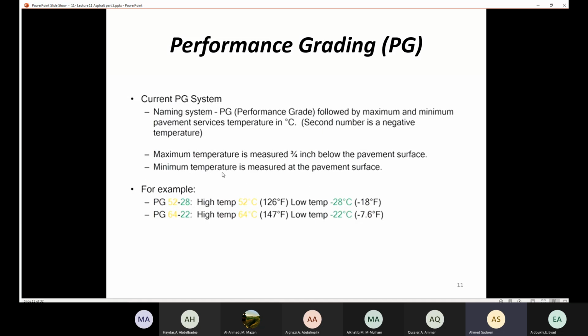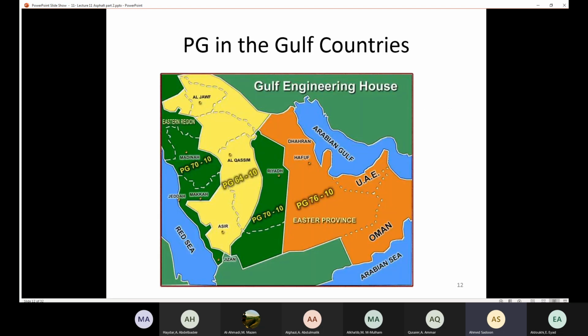While for the minimum temperature, because we know that the surface is going to be cooler than the lower layers, the minimum temperature is going to be measured at the pavement surface. Then if you know the maximum and the minimum, you are going to select your asphalt based on that. So for example here, we have a map which has been made in order for you to select the suitable type of asphalt binder according to the performance grading, according to the PG.